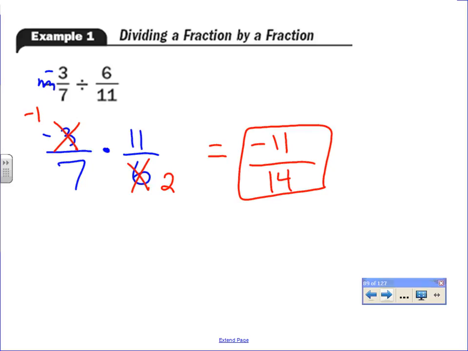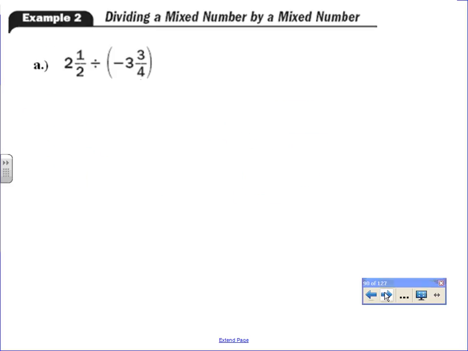Oh, I thought you had your hand up. Okay, everyone okay? Okay, let's go to example 2, and let's look at letter A, and then I'm going to have you guys try some on your own.